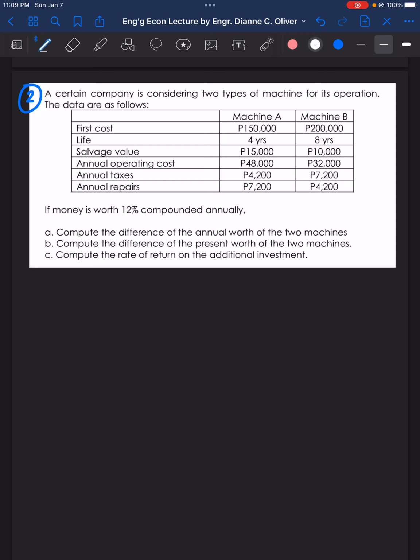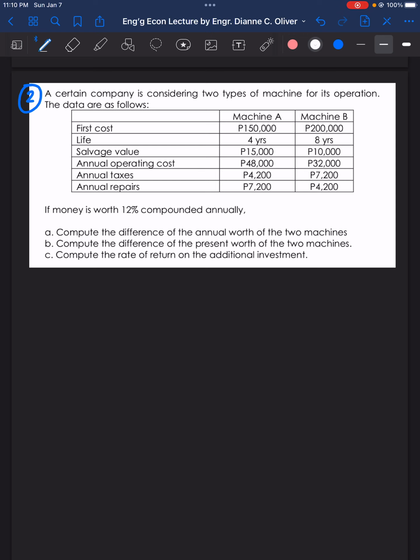A certain company is considering 2 types of machine for its operation. For machine A, the first cost is 150,000 pesos, life of 4 years, salvage value of 15,000, annual operating cost of 48,000, annual taxes of 4,200, and annual repairs of 7,200 pesos. For machine B, first cost is 200,000 pesos, life of 8 years, salvage value of 10,000, annual operating cost 32,000, annual taxes 7,200, and annual repairs of 4,200 pesos.